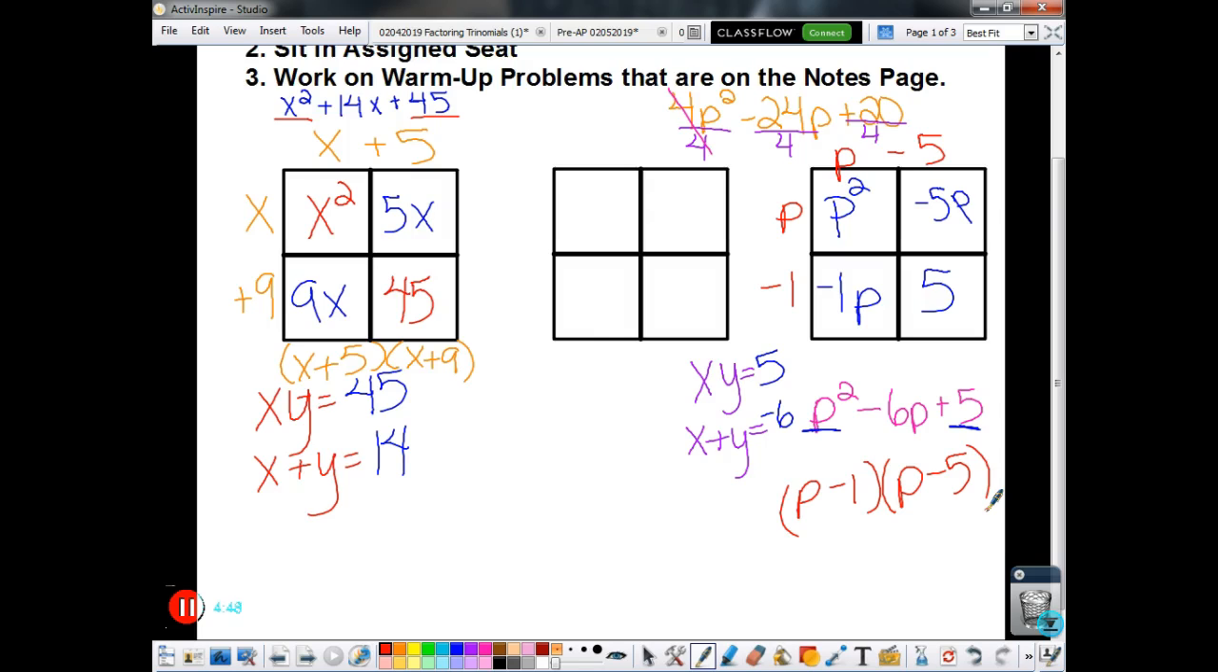But that is not my answer, because I forgot. I was trying to see if anyone was going to remind me, but no one reminded me that you have to leave a 4 on the outside. Okay? And then you have to bring it down with it as well. So be careful with that. If you're dividing by something, it goes on the outside, and you got to keep it on the outside all the way through. Okay, so my real answer is 4 times p minus 1 times p minus 5. Okay, that makes sense? All right.